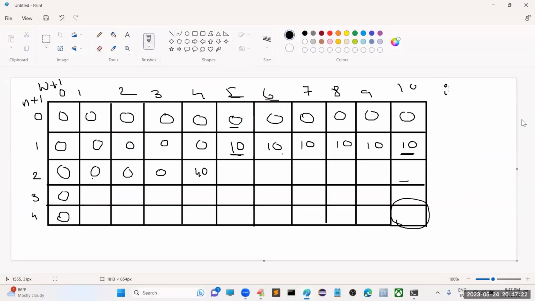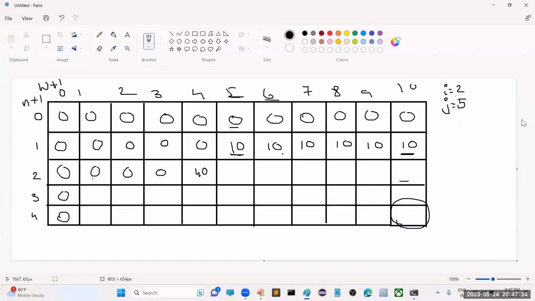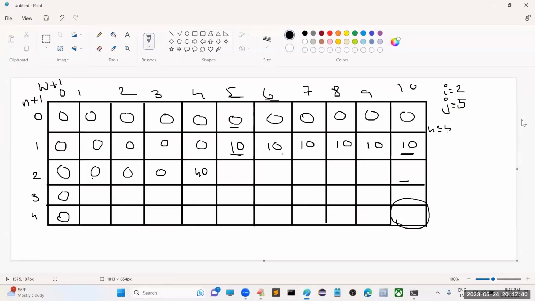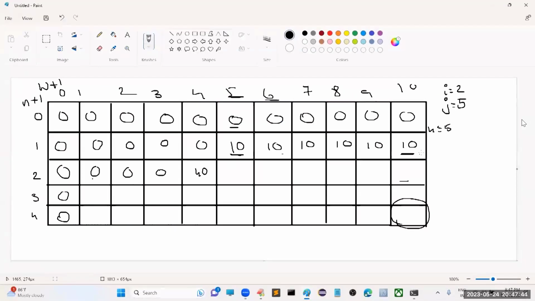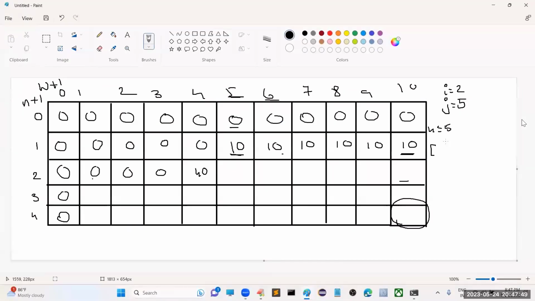Sir, your I value is 2 and your J value, where we will get modification from here, I think so, J value is 5. Let us cross check. So what is the first condition? Weight of I minus 1, 2 minus 1 will become 1. Weight of 1 is nothing but 4. Is it less than or equal to 5? Yes, condition satisfied. dp of I minus 1, that is 2 minus 1, 1.